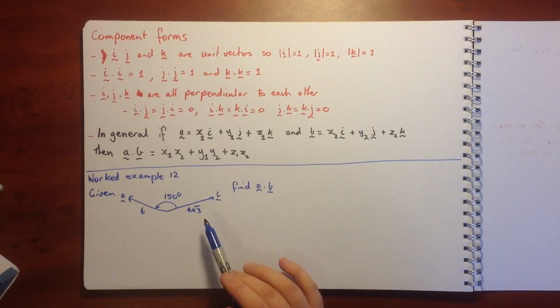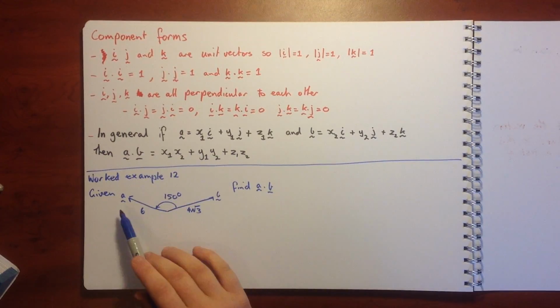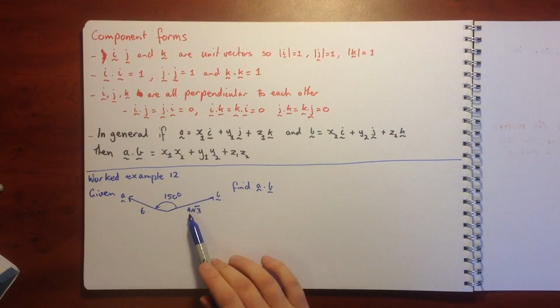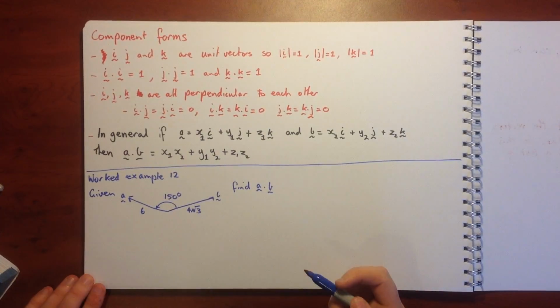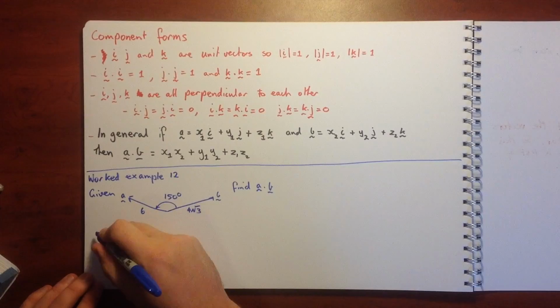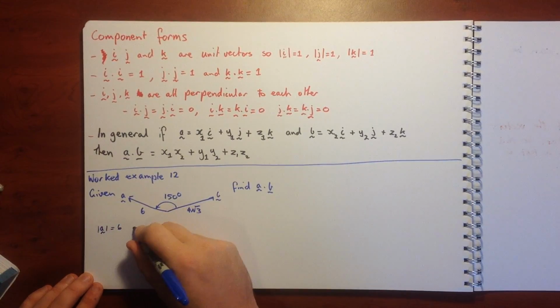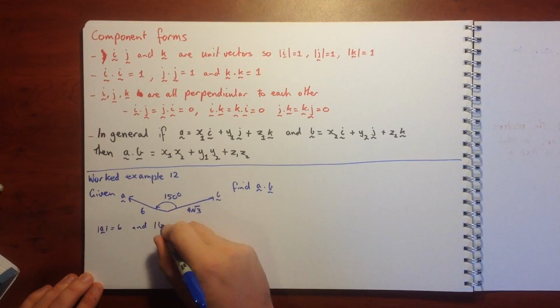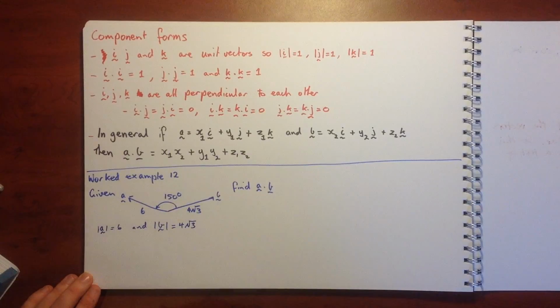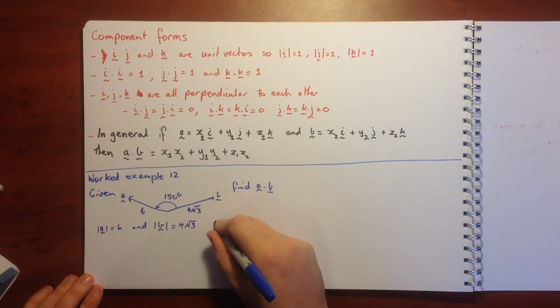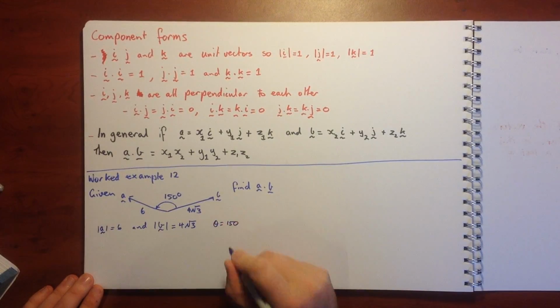So we're given this setup here. We've got vector A, which has the magnitude of 6. Vector B has the magnitude of 4 root 3, and the angle between them is 150 degrees. And we're going to find A dot B. So we know the magnitude of A is equal to 6, and the magnitude of B is equal to 4 root 3, and we know theta is 150 degrees.